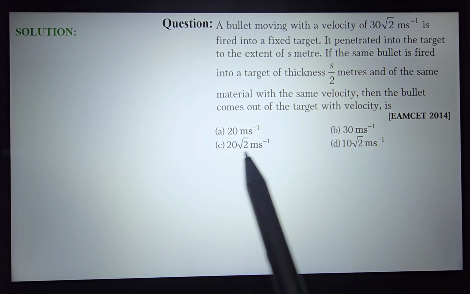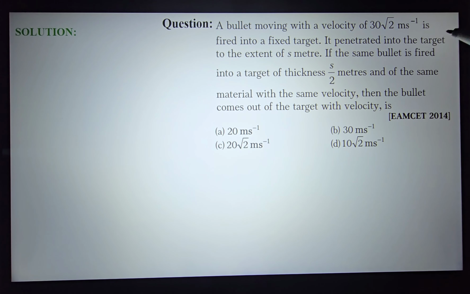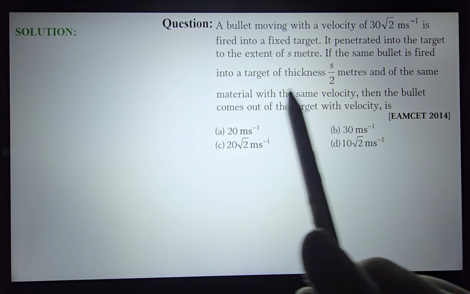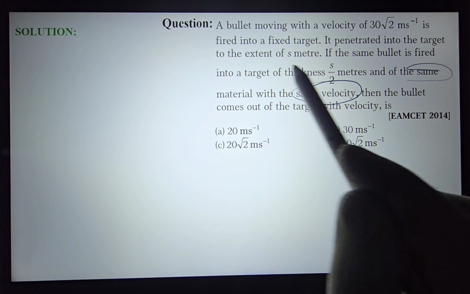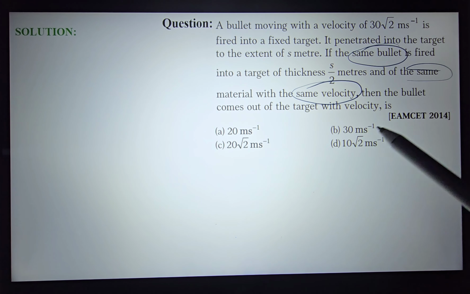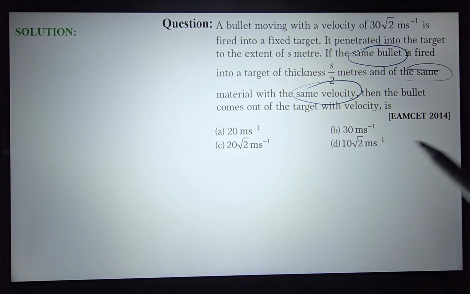Now the next problem: a bullet moving with a velocity of 30 root 2 meter per second is fired into a fixed target. It penetrates into the target to the extent of s meter. If the same bullet is fired into a target of thickness s by 2 meters of the same material with the same velocity, there are three conditions: same material, same velocity, and the same bullet. These are the same in both cases. Then the bullet comes out of the target with velocity what? Now see how to solve this problem.